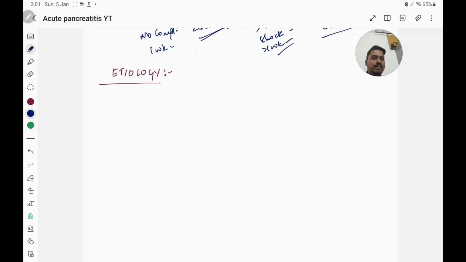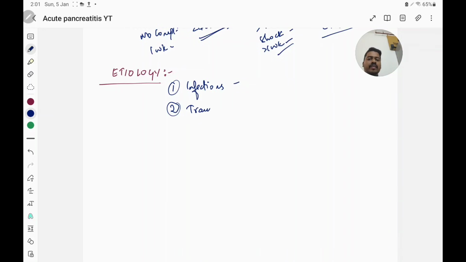So basically in pediatric patients and adult patients, in adults we have 2 common causes, that is alcohol, one, and second is gallstones. But in pediatric patients you won't see alcoholic pancreatitis, and you will also see gallstone pancreatitis very rarely. So in pediatric patients the spectrum shifts towards the other end. That is, first is infections. Infections are one of the most common causes of pancreatitis in children.